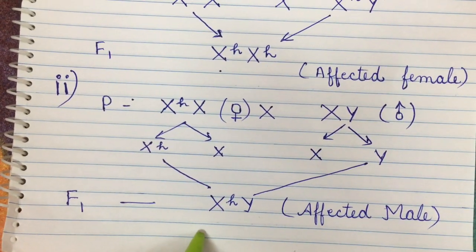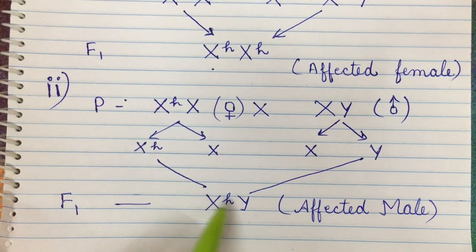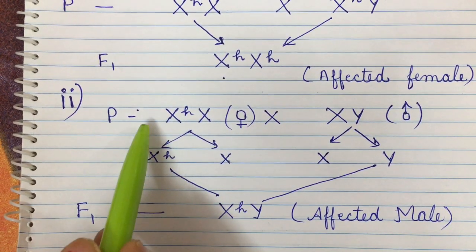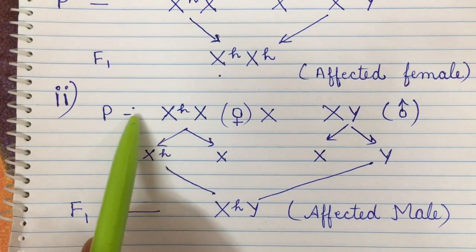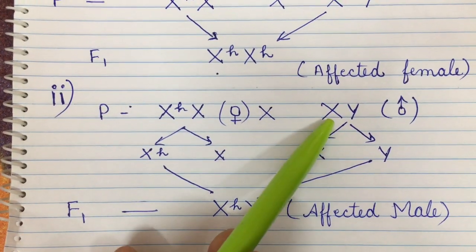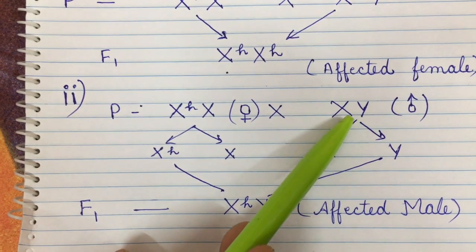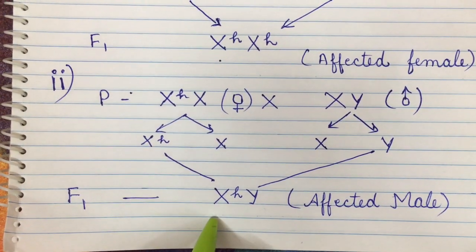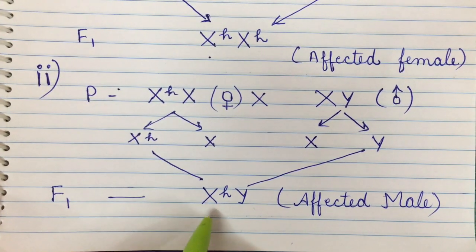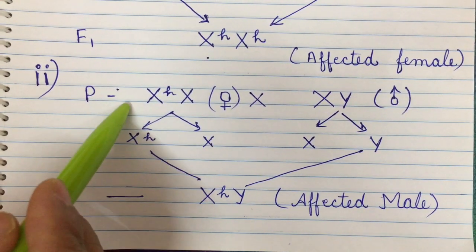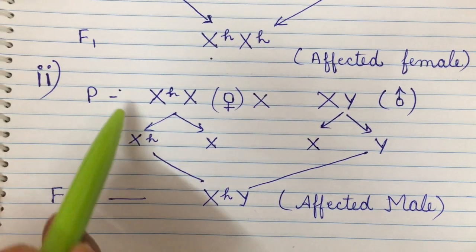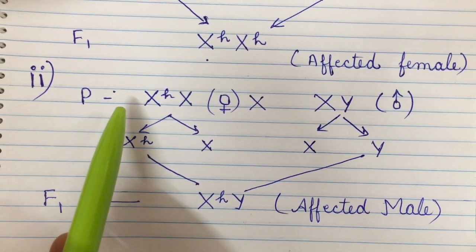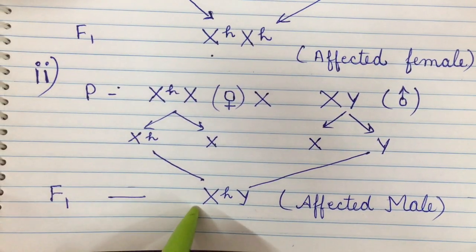And next is the male becoming affected. Then the genotype will be XHY. This X can come from the carrier female. Here the female is the carrier and the male is normal. A normal male with a carrier female produces an affected male progeny. So the male is affected from the carrier mother. This is possible because the carrier female can transmit the gene to the son.